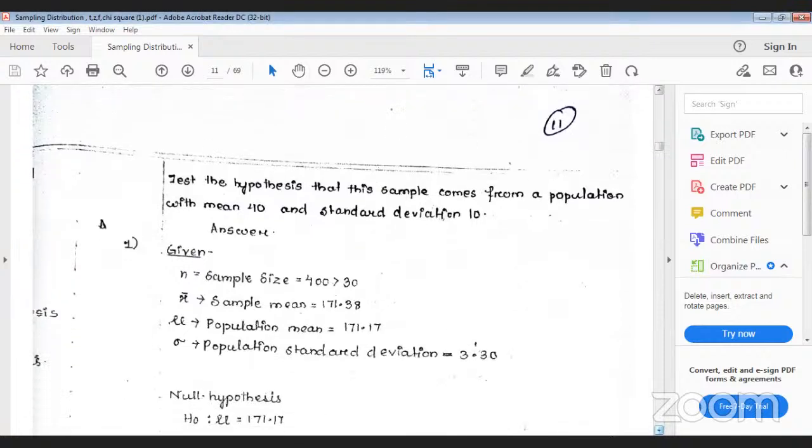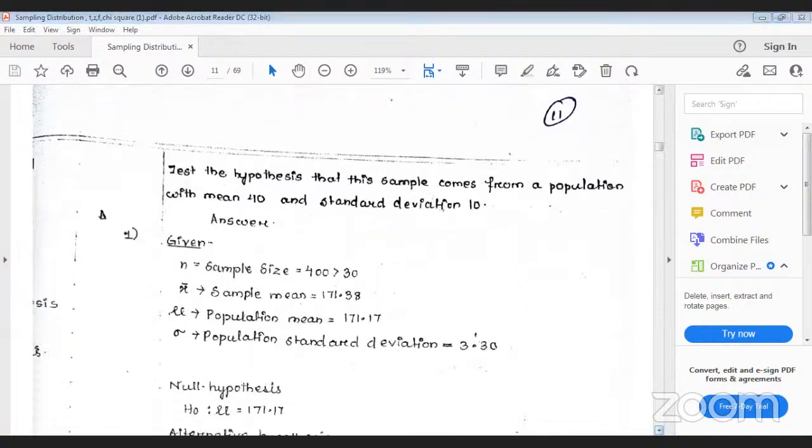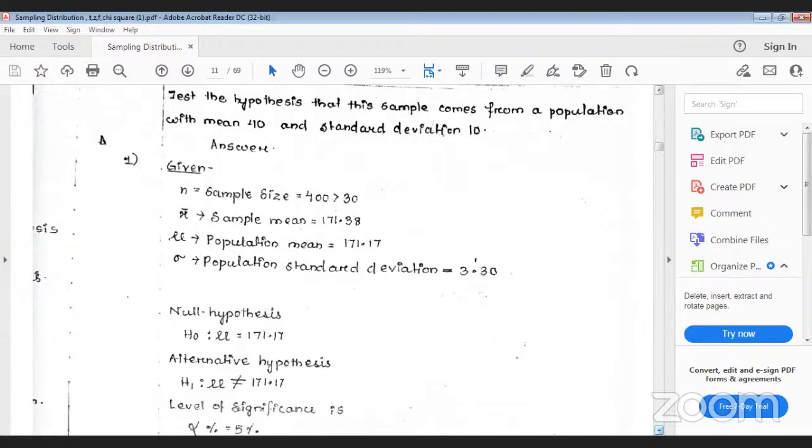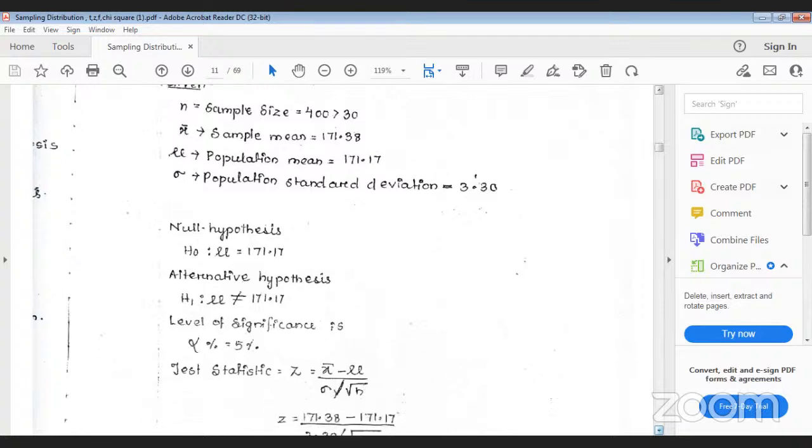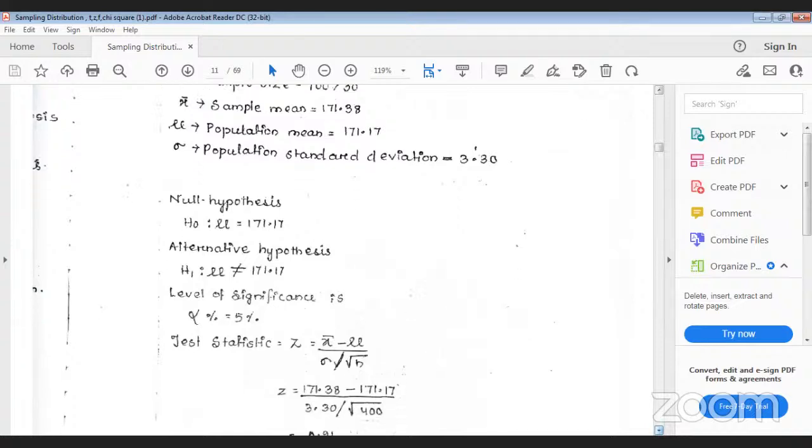Now the first question is solved. N is equal to 400, X bar is equal to 171.38 centimeter, mu is equal to 171.17 centimeter, sigma is 3.3. For the null hypothesis, whatever value of mu is given for the population parameter related to the mean, you have to write in your null hypothesis. That means mu is equal to 171.17. That is your null hypothesis, and the alternative hypothesis is not equal to, at the 5% level of significance.